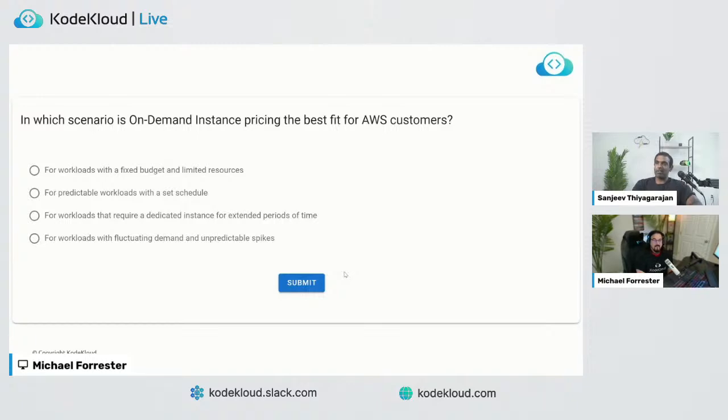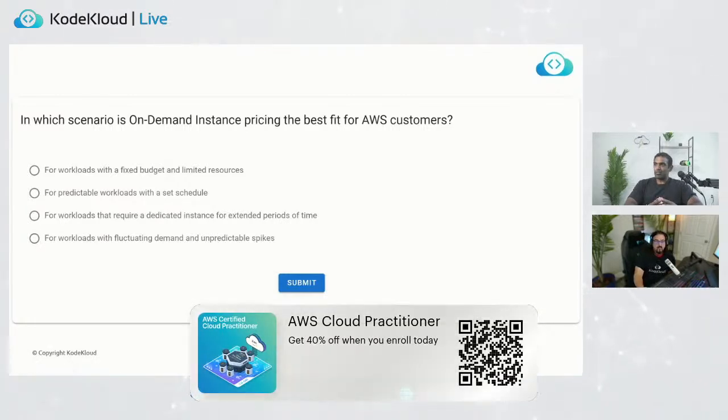In which scenario is on-demand instance pricing the best fit for AWS customers? A, you have workloads for a fixed budget and limited resources. B, for predictable workloads with a set schedule. C, for workloads that require a dedicated instance for extended periods of time. And D, for workloads with fluctuating demand and unpredictable spikes. So if you want to take a guess, go ahead and just post it in the comments, and we'll see if you can get this question.